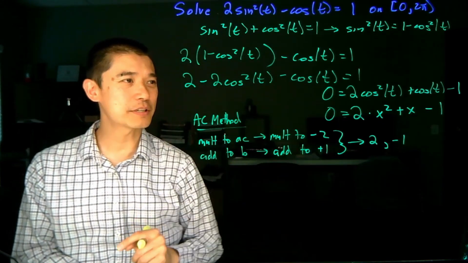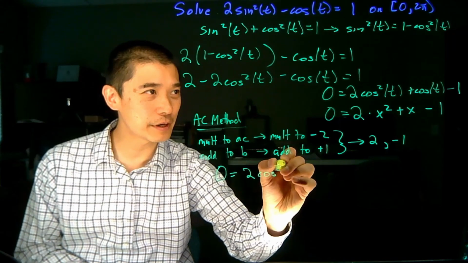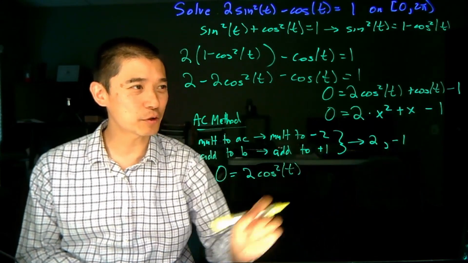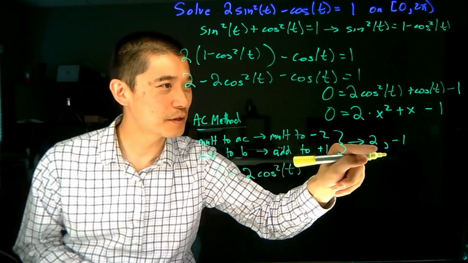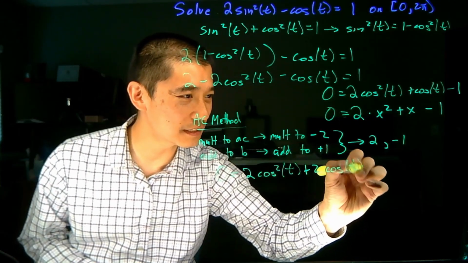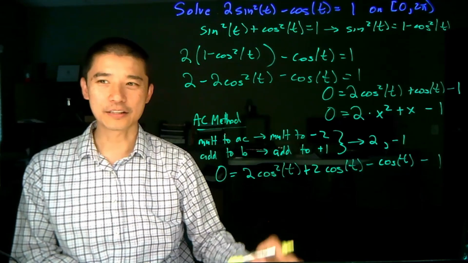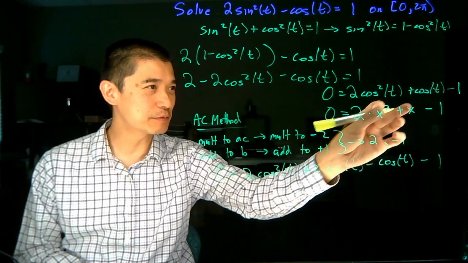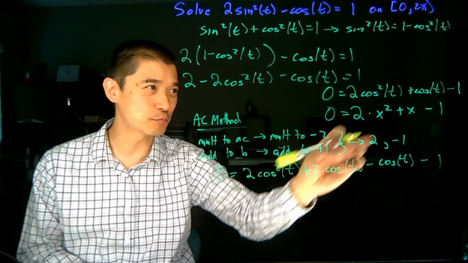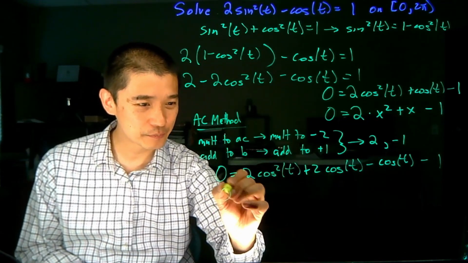And so this helps us to factor. I'm going to bring this down. So 0 equals 2 cosine squared t. This middle term right here is going to be broken up with these coefficients. So we will have +2 of this and -1 of that: +2 cosine t minus cosine t minus 1. Now this feels a little bit like magic, but basically we've just taken this middle term and rewritten it. If we were to combine these together again, 2 cosine minus 1 cosine is 1 cosine, and that's up there. And the point of doing this is it allows us to factor by grouping.